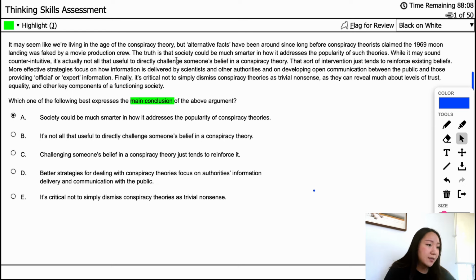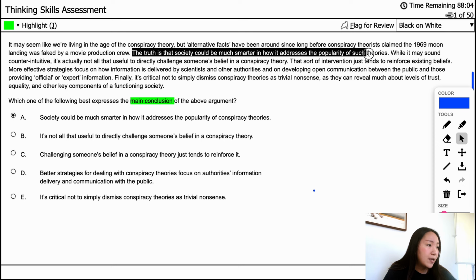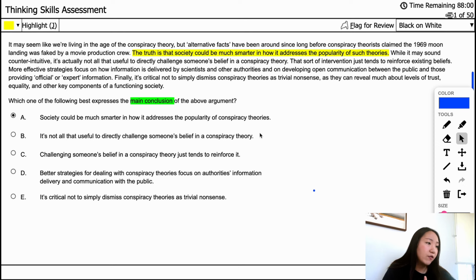The truth is that society could be much smarter in how it addresses the popularity of such theories. Immediately, we can identify this to be the main conclusion. We know that for a couple of reasons. The first thing being the truth. So there is no truth, there is no false. This is the opinion of this writer, is that the truth is that society could be smarter. Again, smarter, how are you going to judge that? And then the rest of the passage, I guess, will now try to bring out arguments that support this person's argument.